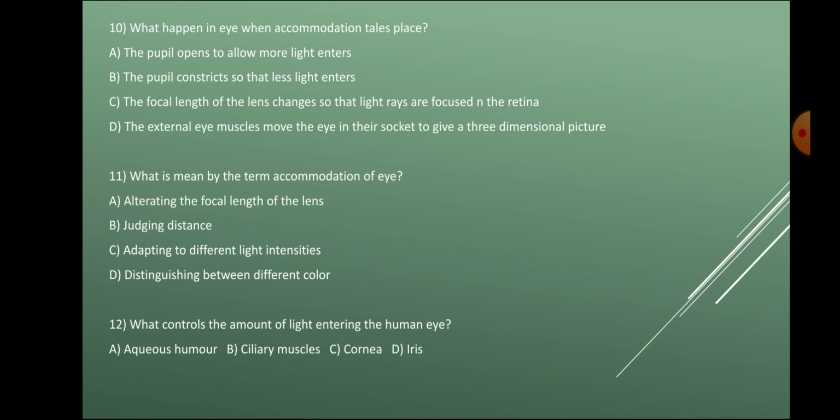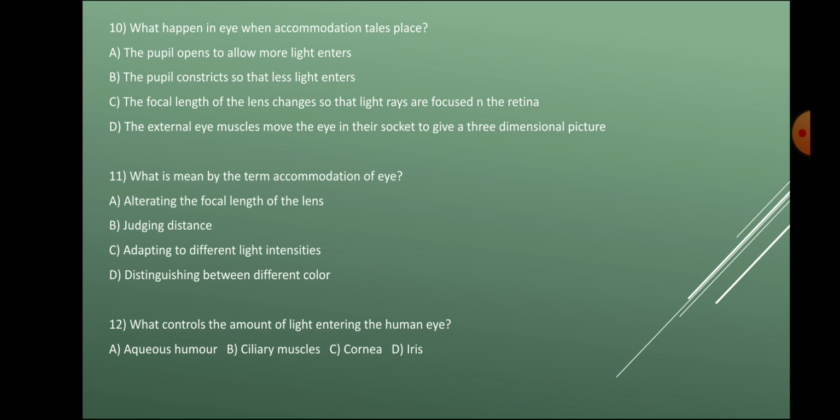The correct answer is option C, in which the focal length of the lens changes so that light rays are focused on the retina. During the formation of the image, accommodation takes place, and during this the focal length of the lens changes, and the light rays become focused on the retina layer and formation of the image takes place.